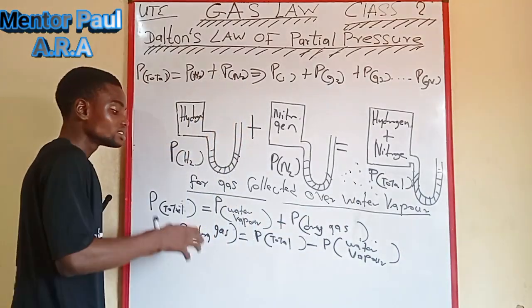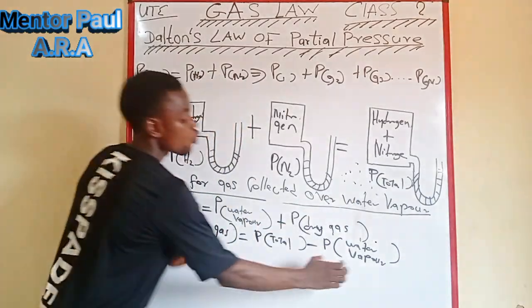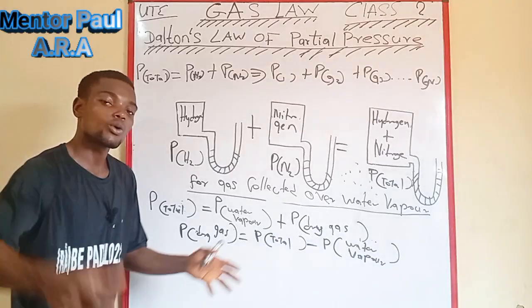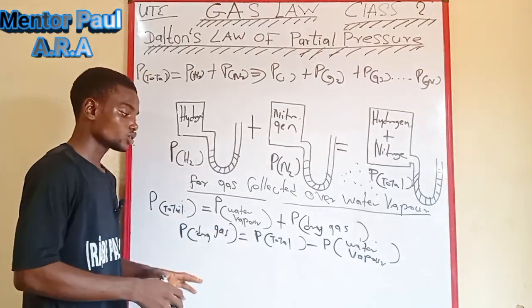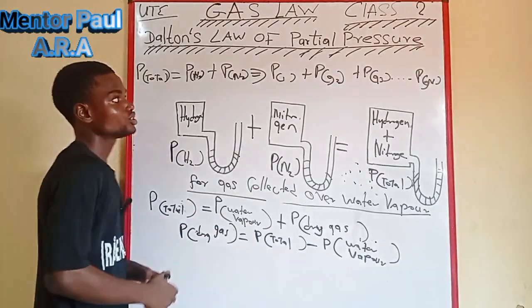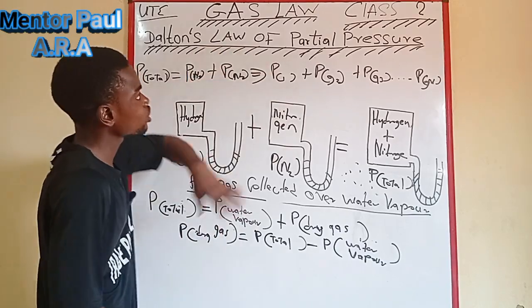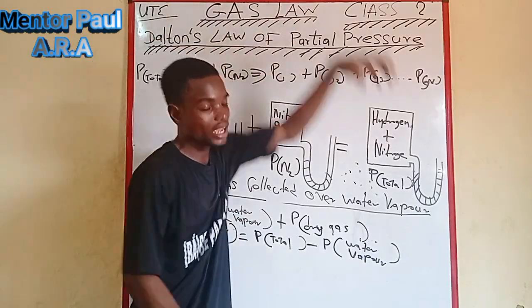So you're going to separate it from the water vapor by another experiment. But here we only talk about the formula. All right, so this is the practical representation of Dalton's law of partial pressure.